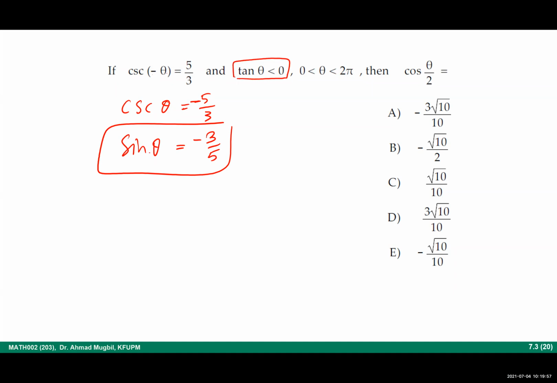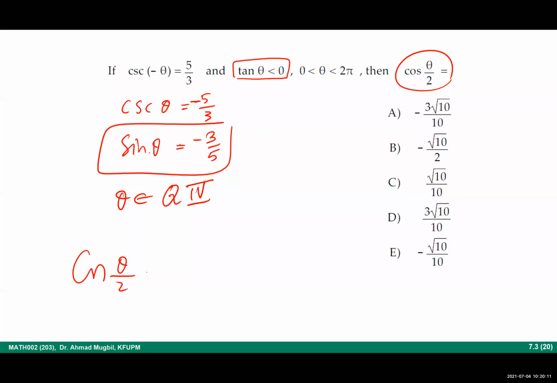Tan is negative, and theta is between 0 and 2 pi. So where is theta? In which quadrant? Sine negative with tan negative, it is in the 4th quadrant. Okay. Now what do we want? We want cosine theta over 2. How to find cosine theta over 2?